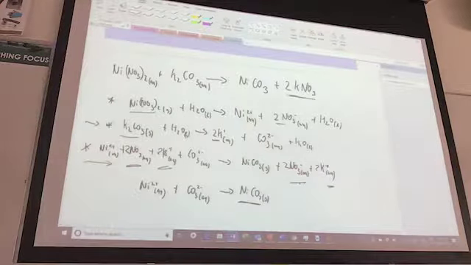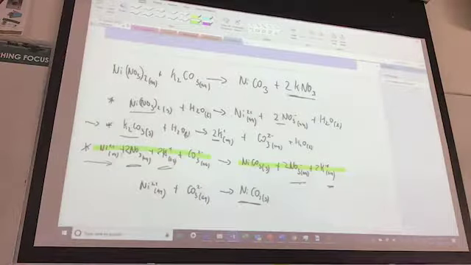So this is what we started with. Over here, that's what we start with, and that's what we end up with. And we can see by that reaction that the nickel ion combines with the carbonate ions and forms a nickel carbonate solid, a precipitate. So that's the reaction that occurs.